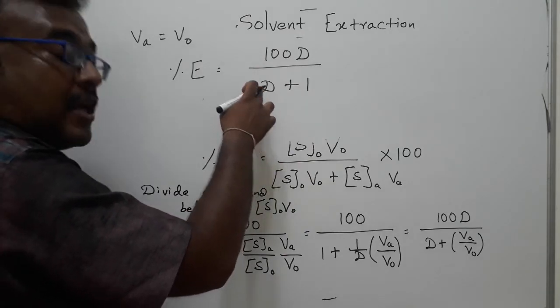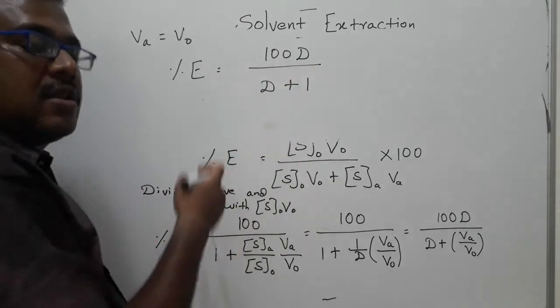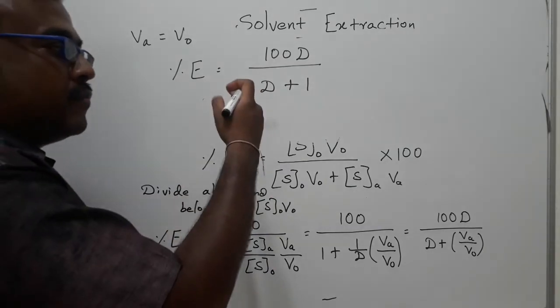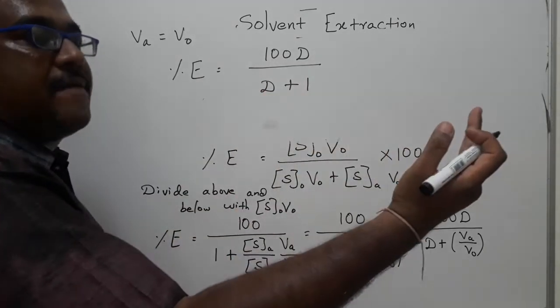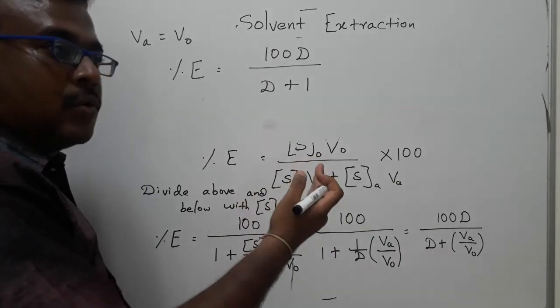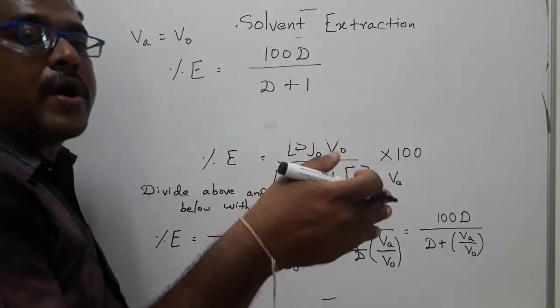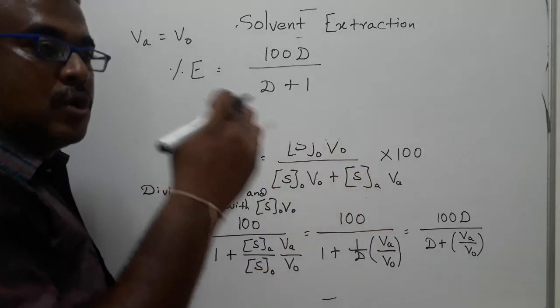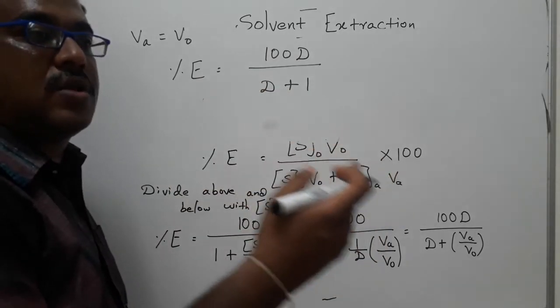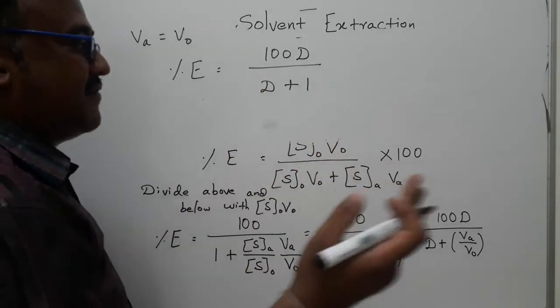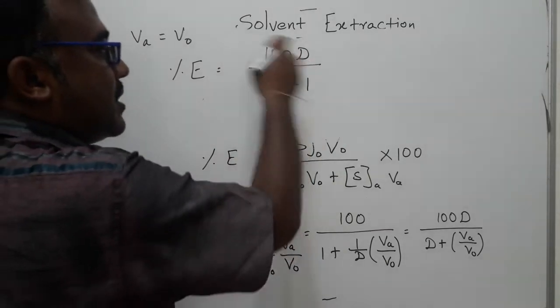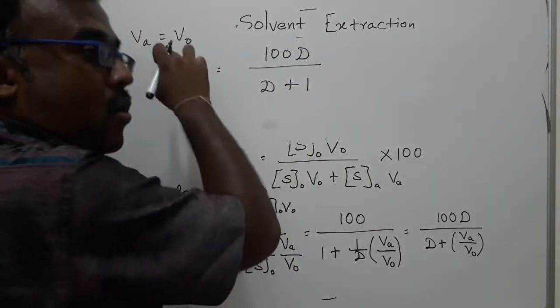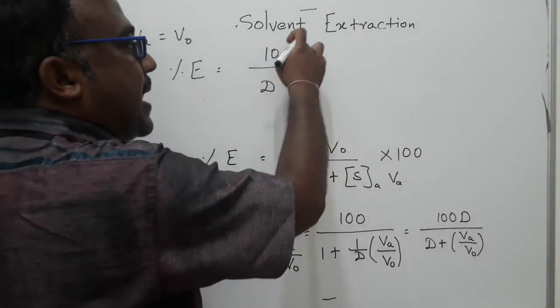So now the percentage extracted will depend completely upon the D value, the distribution coefficient, or distribution ratio, because in most cases the distribution ratio and distribution coefficient will be the same. I already said that they will be different when the solute molecule can undergo any kind of association or dissociation. So the percentage extracted depends completely on the parameter D.